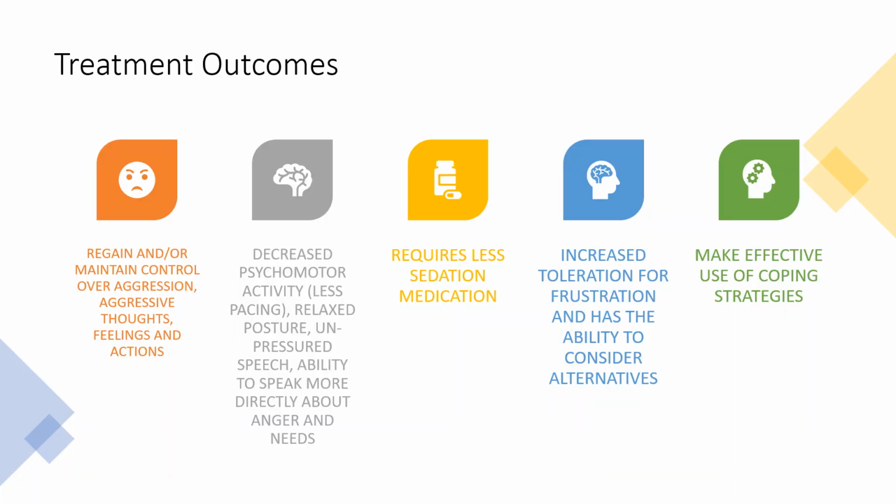Treatment outcomes are to help them regain control over their aggression and their thoughts or feelings, and to decrease any psychomotor activity that says they have signs that they're aggressive. You want them to have a relaxed posture, unpressured speech, and be able to speak with you directly without anger, to be able to express what their needs are.